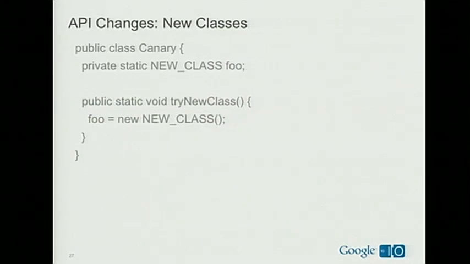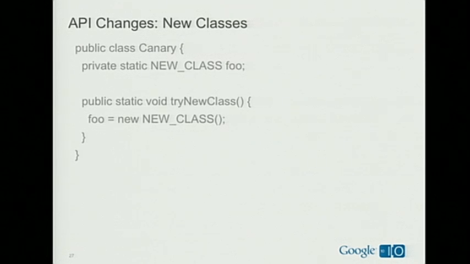And one of these detector classes might look something like this. So I've got my class here called Canary. For anyone not familiar, Canary used to be used in coal mining to detect if dangerous gases were building up. So unfortunately for the canary, it would typically die, but the miners would come out alive. So my similar canary here in the digital age, my digital canary, is going to have a private static member that is of type whatever I'm looking for, whatever the new class is. And then I've got this static method, try new class, that tries to create a new instance of this class.